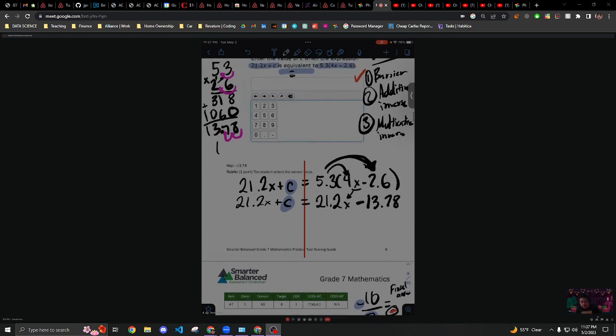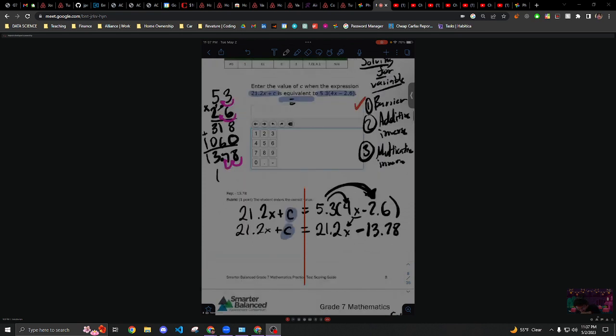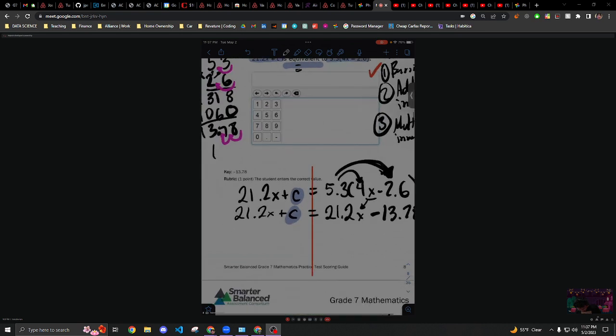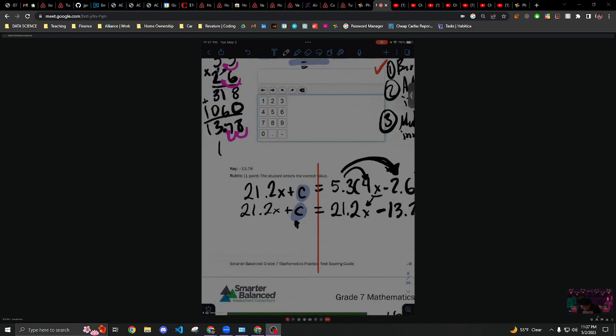We have done the distributive property. What do we do next? Well, remember what the goal is. The question's asking you, what is c? If I have my barrier right here, this big red line, and I'm looking at my left side, I want the c by itself. Right now, what's bugging the c is 21.2x. So I have to get rid of this 21.2x. How do I get rid of a positive 21.2x? I know it has a variable there, but don't get confused. What's the opposite of a positive 21.2x?